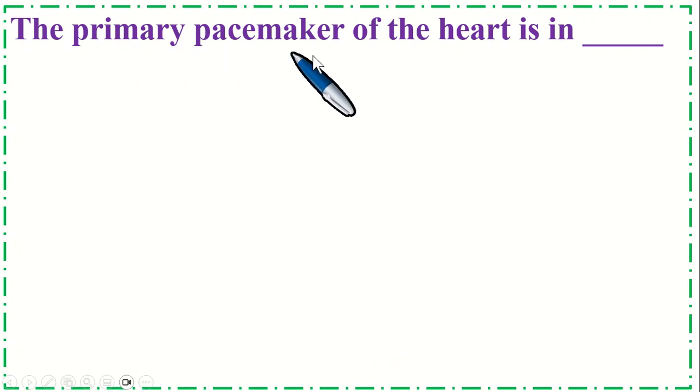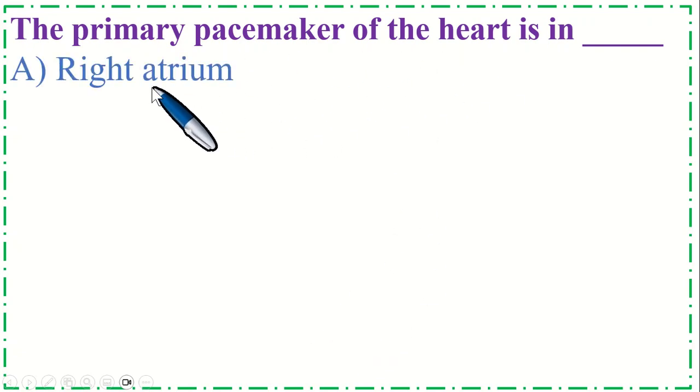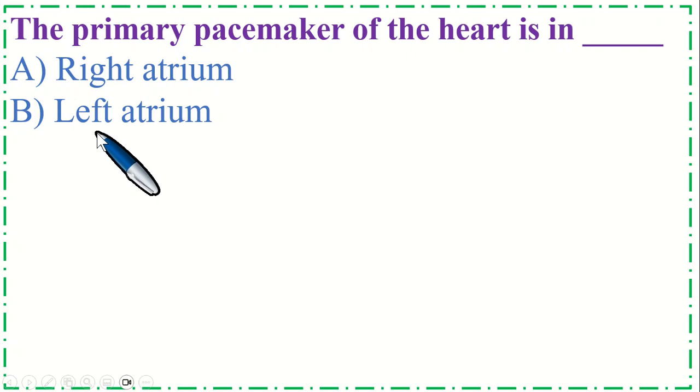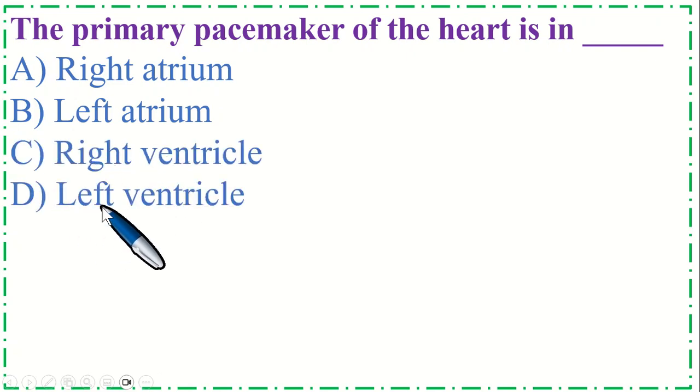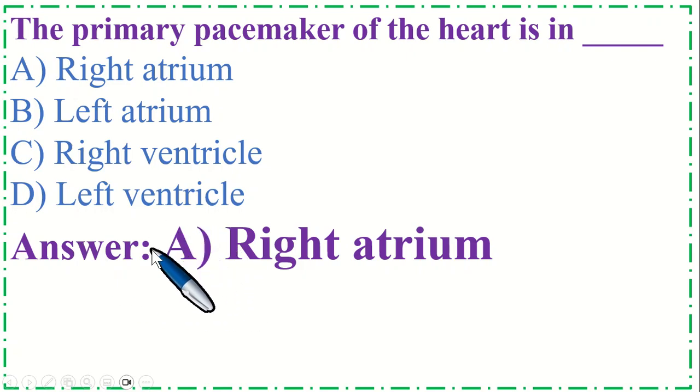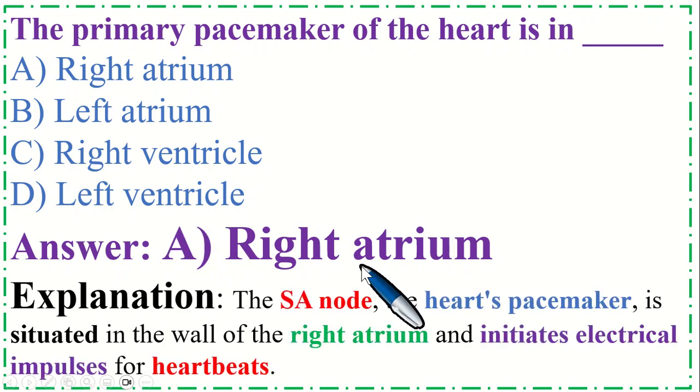The primary pacemaker of the heart is option A right atrium, B left atrium, C right ventricle, and option D left ventricle. So the correct option is A right atrium. The SA node, the heart pacemaker, is situated in the wall of the right atrium and initiates electrical impulses for the heartbeat.